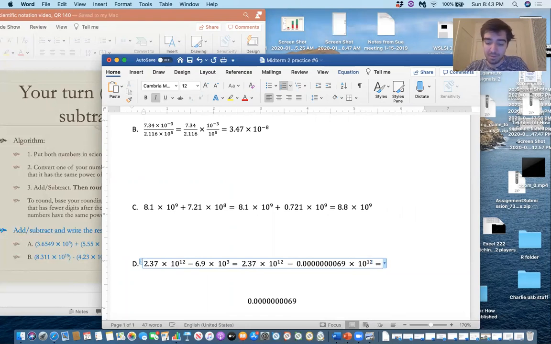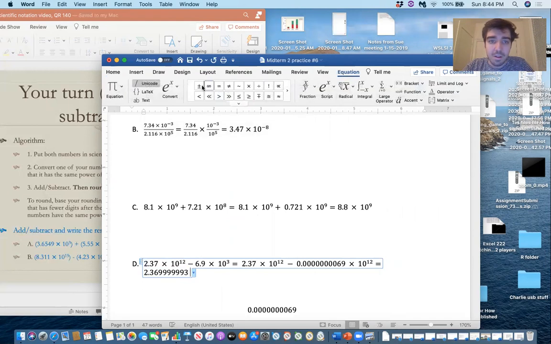So 2.37 minus 0.0000000069 gets us 2.3699999993. Okay, excellent. All right, now what's our power of 10? This number times 10 to the, gonna still be 10 to the 12.